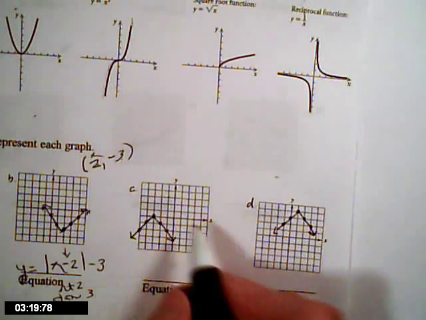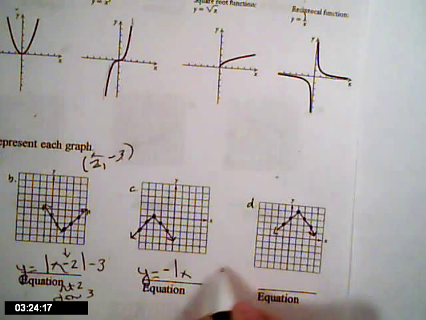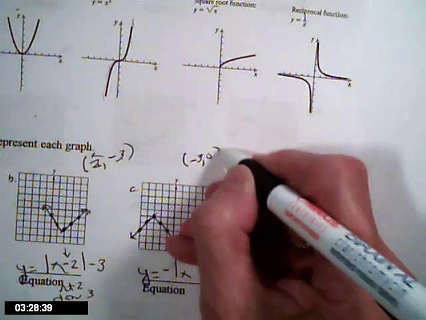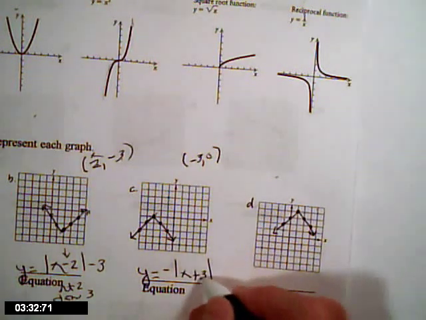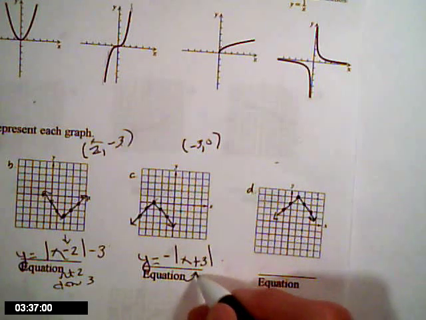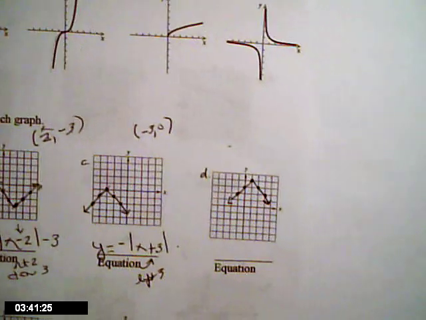This graph is opening downward, so you're going to see y equal negative absolute value of x. The vertex is negative 3, 0. Now negative 3 is going to go into this equation as positive 3, and we have 0 on the end. This graph has been shifted opposite that, so left 3 units.